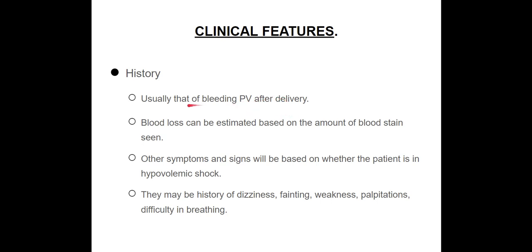So usually there are complaints of bleeding PV. You can estimate the amount of blood loss based on the blood stain seen, whether on the pad, on the bed, on the ground, or however it may be. The other symptoms and signs will be based on how much blood is lost and whether the patient is in hypovolemic shock.